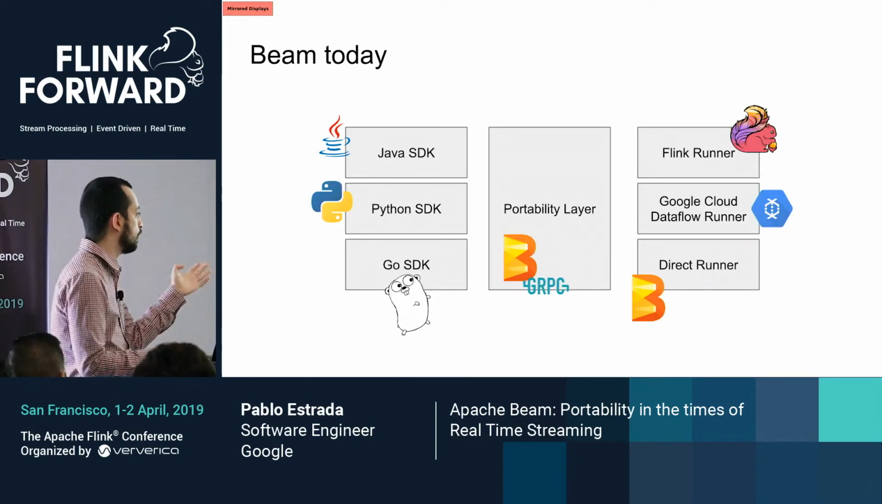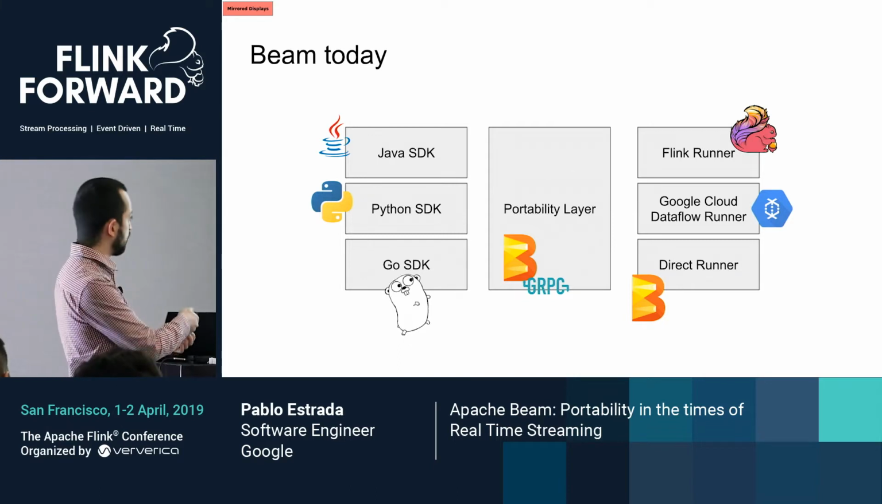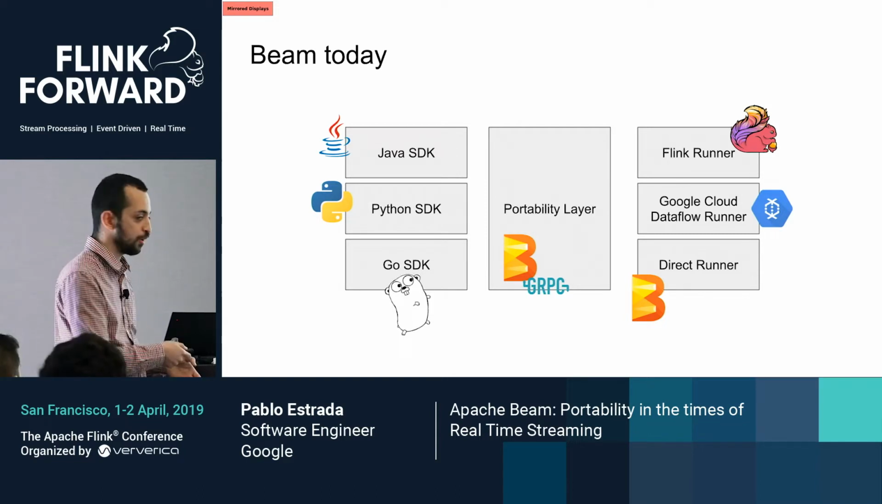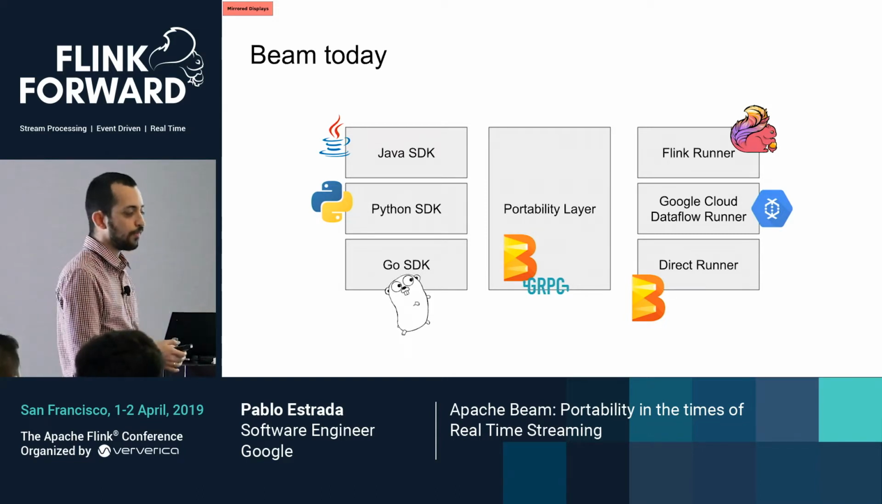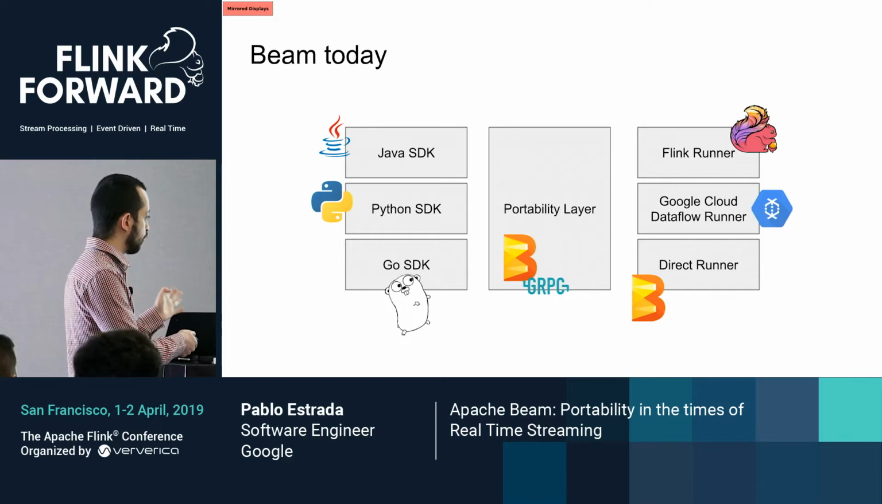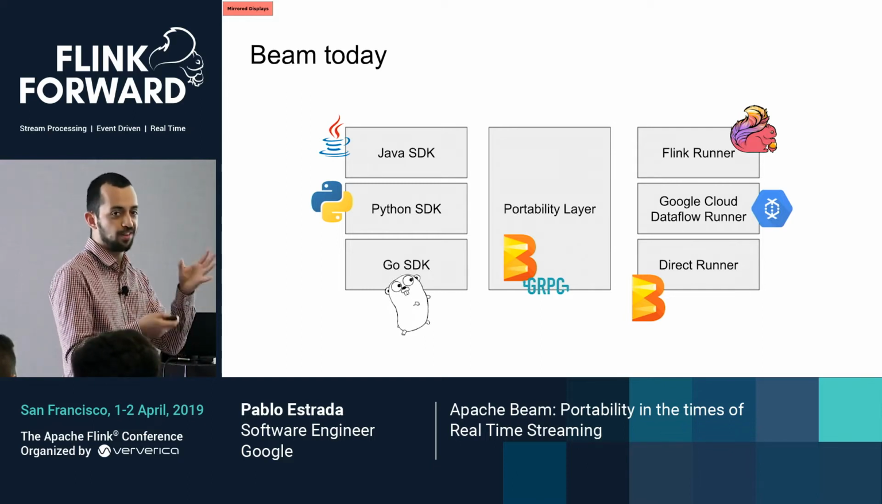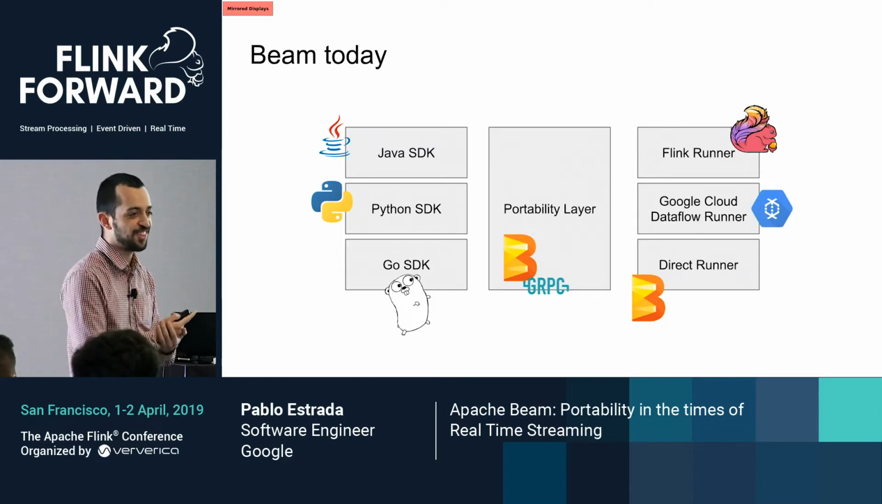And so, there was this pretty picture of what Beam looks like today. We have Java, Python, Go. There's this portability layer, which, by the way, uses gRPC. So this also means that for any language that we want to support, there has to be decent support for gRPC in this language.